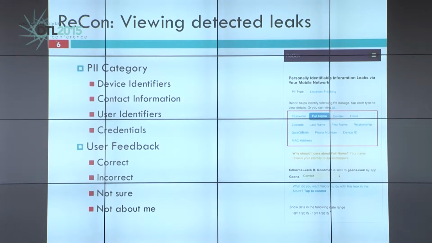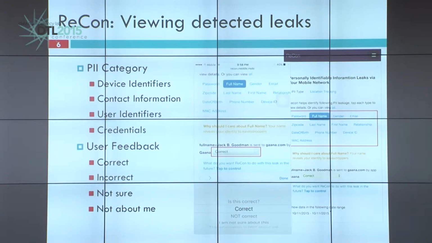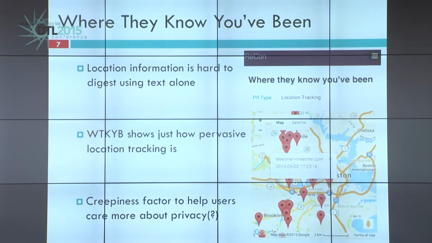So in addition to showing users this kind of information, we also give them the ability to tell us if we're right or wrong. Because remember that we're inferring this. We don't necessarily have 100% accuracy. And so users can go in, you can see the red box on the left-hand side there, and tell us if we're right, if we're wrong. And we use that information to retrain the classifier, but they can also tell us things like they're not sure, because most users don't know what their IMEI is. Or they can say it's not about them. So that's one interface we provide.